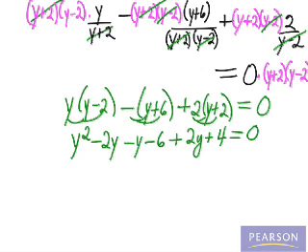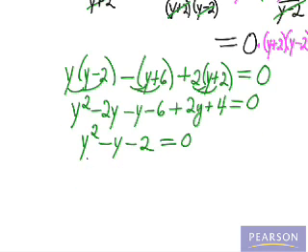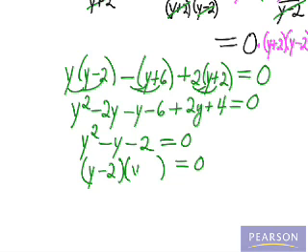Combining like terms, we get y squared, minus 2y minus y is minus 3y, plus 2y is minus y. Negative 6 plus 4 is negative 2 equals 0. We now have a quadratic equation in standard form, so we proceed to factor. This gives us y minus 2 times y plus 1 equals 0.